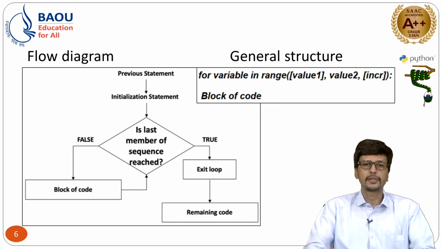The third one is INCR, that is increment, which you can say is the step for iterating your particular loop. Again it is optional. If you indicate some value here, the iteration jumps by that value, but if you are not mentioning the increment, in that case the default value is 1. After that you have to put the colon, and then the block of code that will be executed.